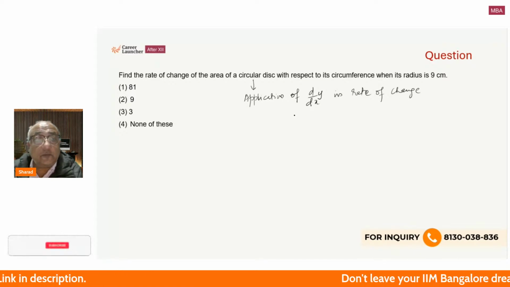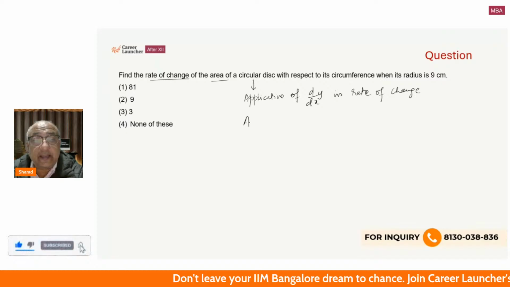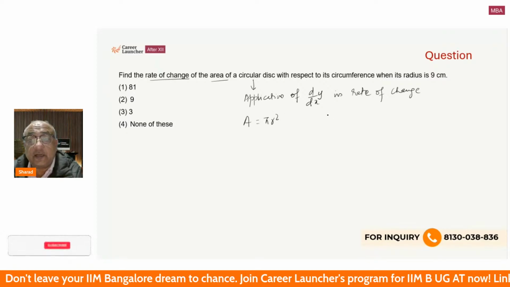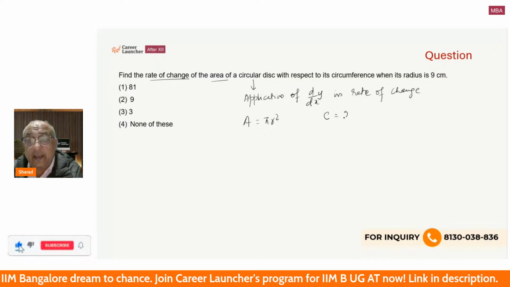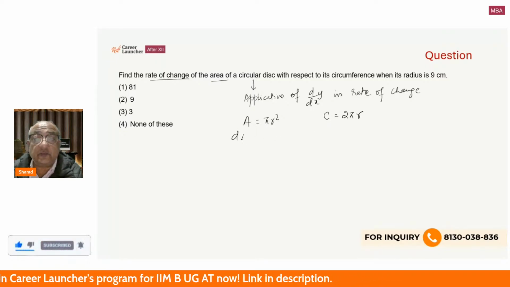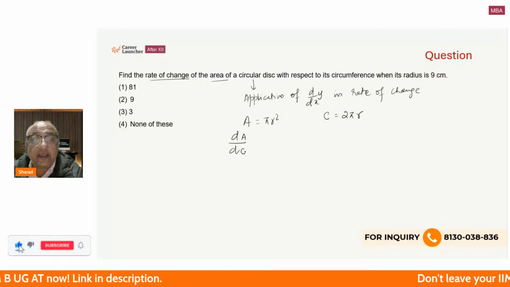Okay. So what is given? Rate of change of area of a circular disk. Area is pi r square, with respect to circumference. Let us call it C, which is 2 pi r. So they are trying to ask us dA by dC when r is equal to 9.